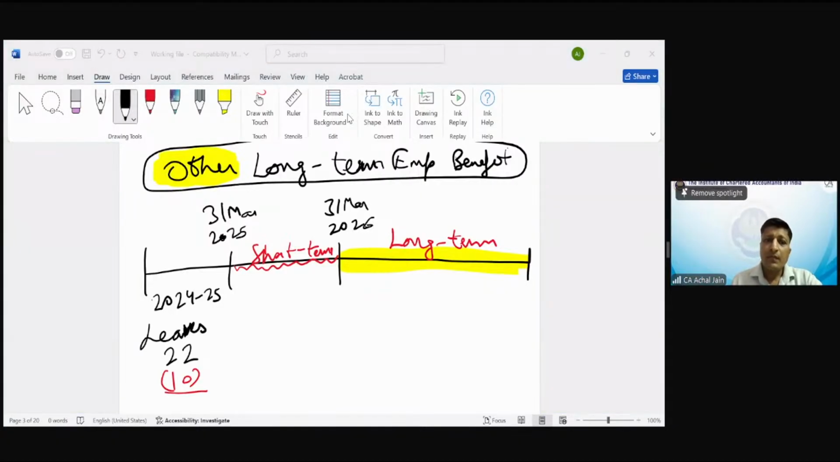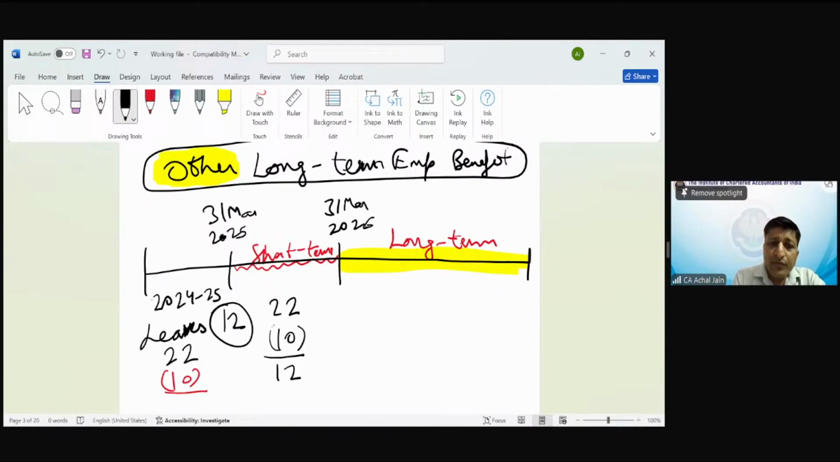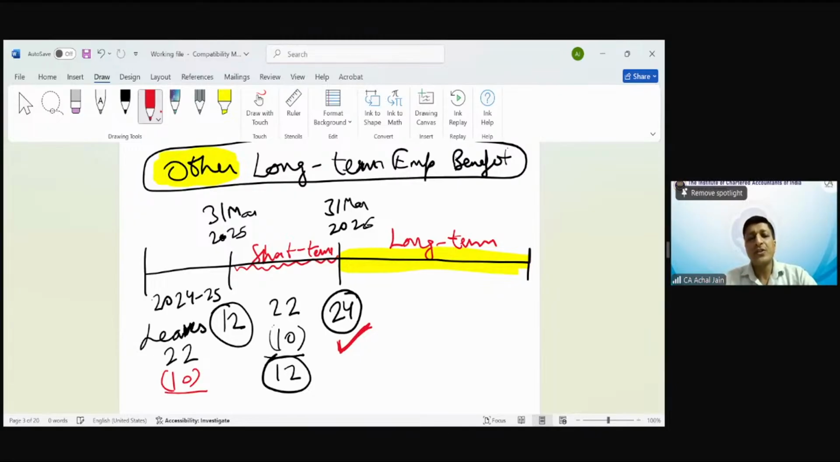12. Okay, so let's suppose 12 is carried forward. Next year again, the employee will get 22. Let's say next year again, he has availed 10. So what's the balance he'll carry forward from next year's entitlement? 12. So 12 of this year and 12 of this year, 24 will be carried forward to the second year. Sorry, this 12 will become long-term employment benefit.